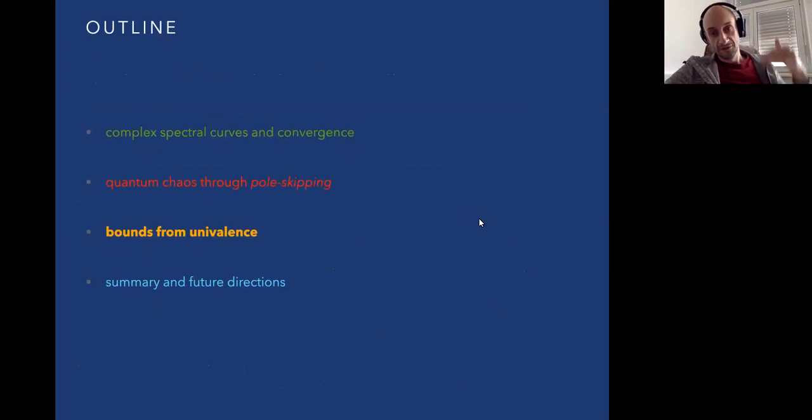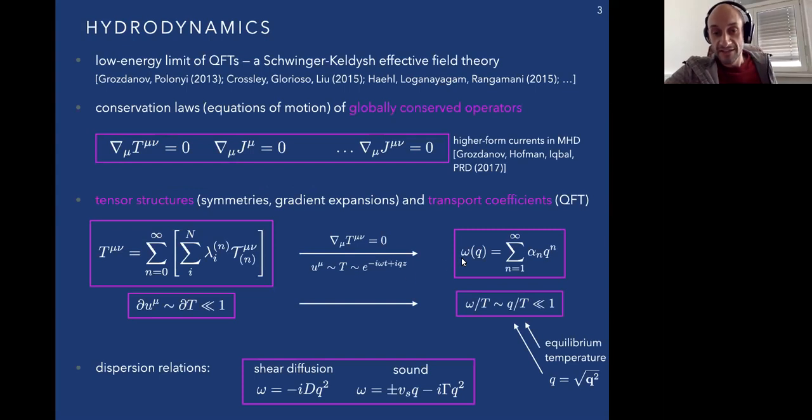Now, I'm going to go through these three steps. I'm going to briefly review and tell you maybe a few new things about complex spectral curves and convergence. I think, at least the old story is mostly well known to this audience. Then I will also tell you something about the business of pole skipping, though I will not tell you anything new about pole skipping today. And then finally, I will use these two pieces of information and introduce some new tools from complex analysis to discuss exact bounds on these things that I have introduced here. I want to talk about specific bounds on these coefficients like D and v_s and gamma and all of this stuff. That's the goal.